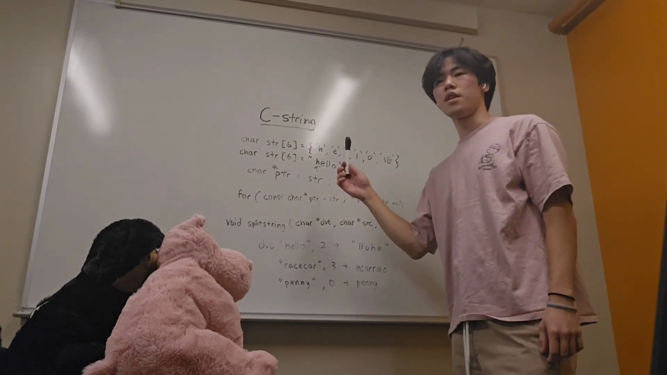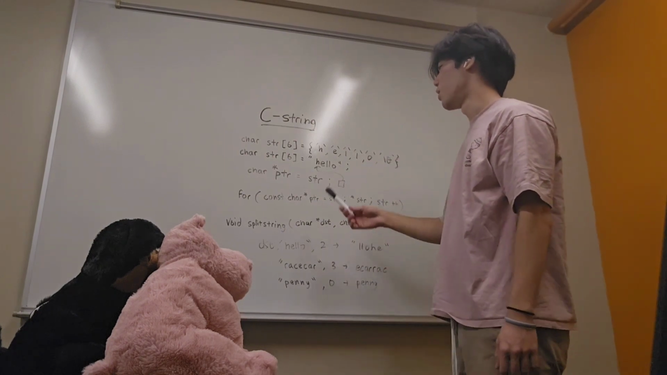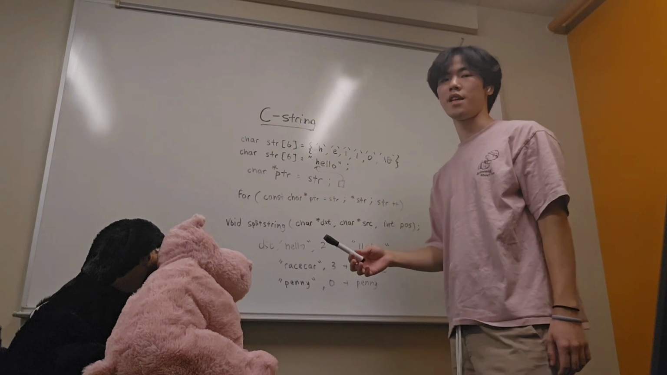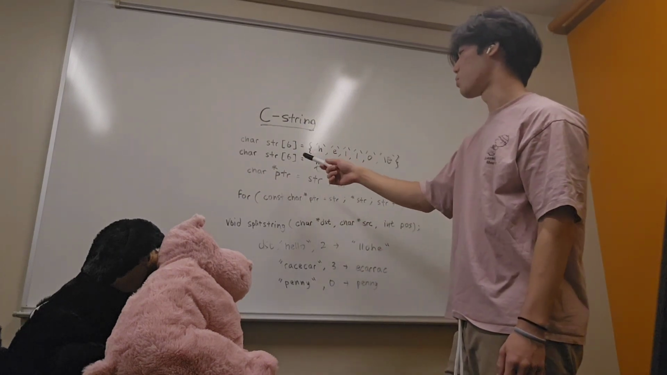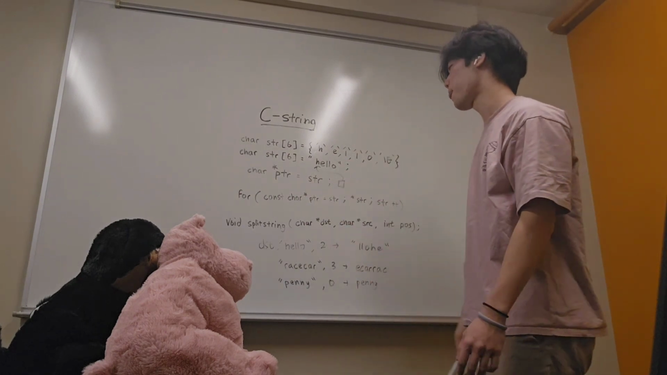Also, since C strings are basically still arrays, when we assign one to a pointer and use the string as a value, it will still decay to the first element of the array. So here we see that when we are assigning the string to a pointer, it's going to decay to point to the first character, which is just H.